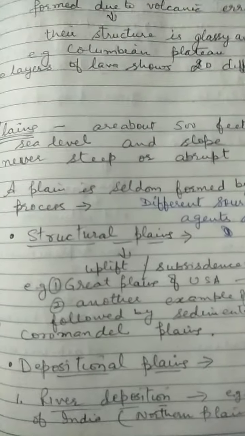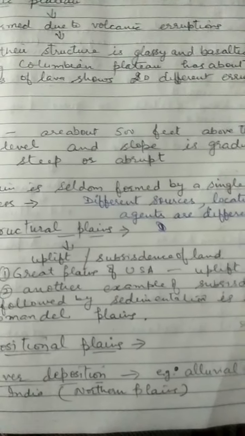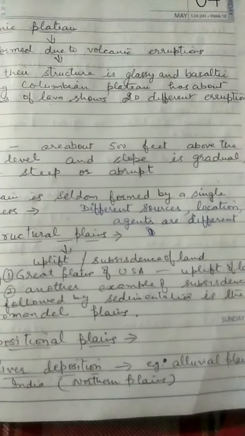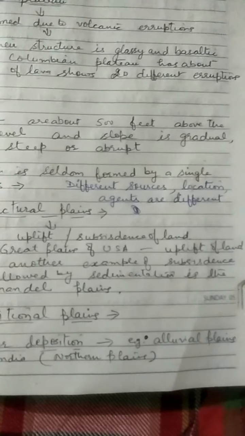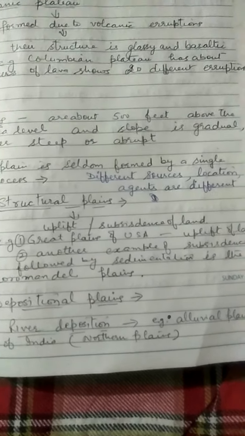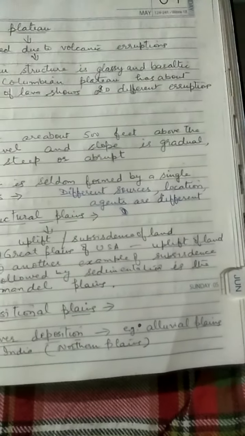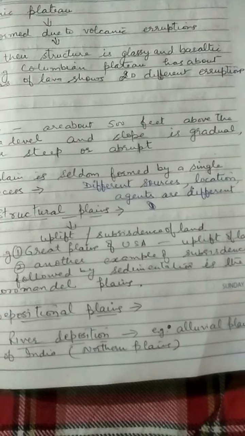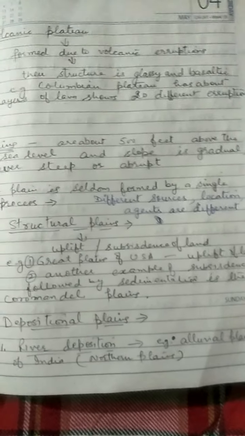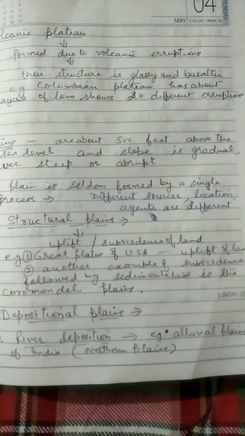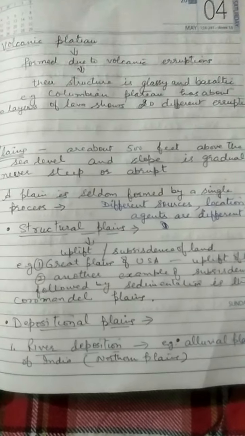The first one is structural plains. The structural plains are formed by upliftment or the subsidence of the land. For example, Great Plains of USA, they are formed by the upliftment of land. And another example is of subsidence followed by sedimentation. Means first the land subsided and then it is filled with the sediment. Example is Coromandel Plains.